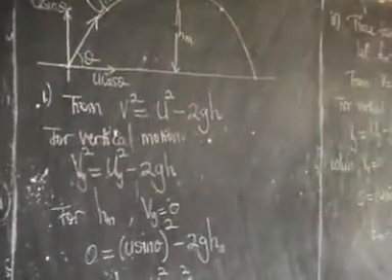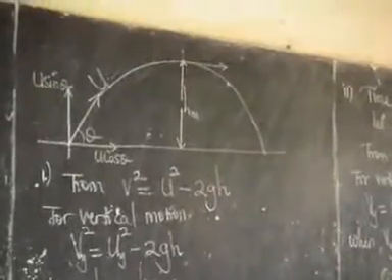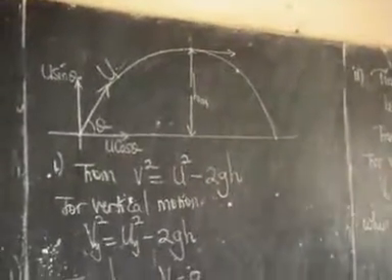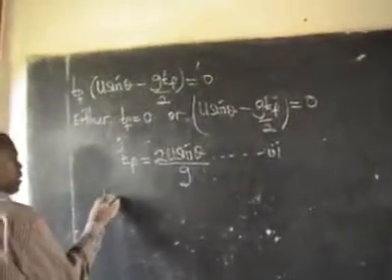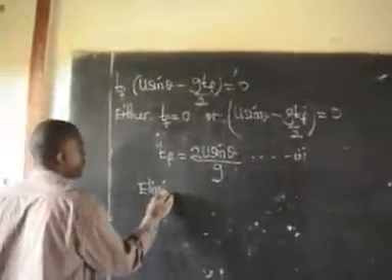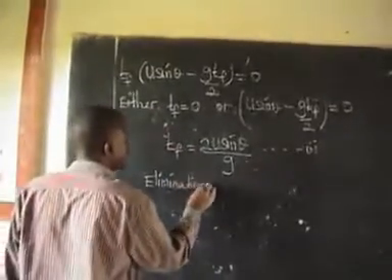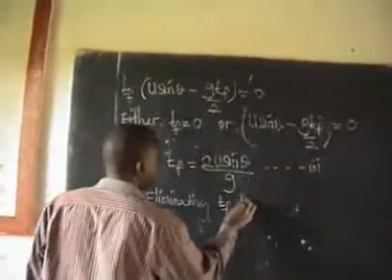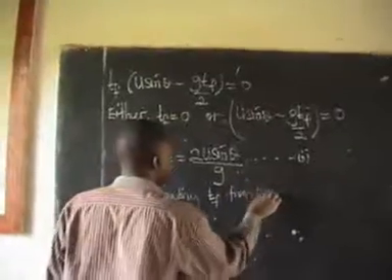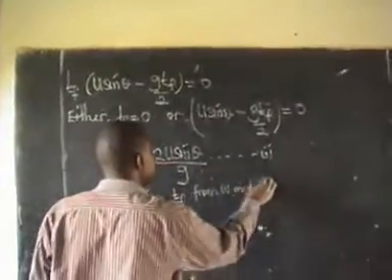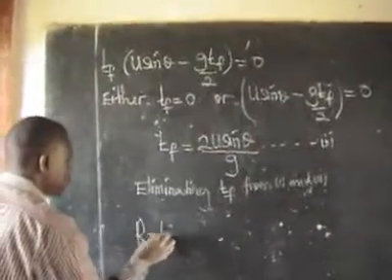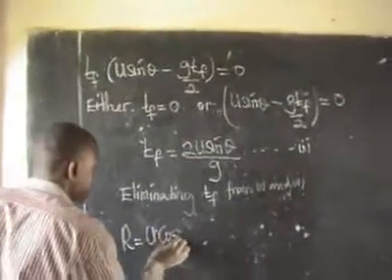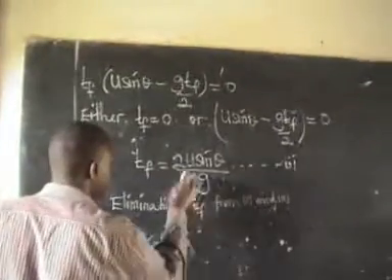Now to get the expression for range, we are going to substitute the value of tf. So if I am eliminating tf from Roman 1 and 2, we shall get our range r, which is equal to u cos theta times t.